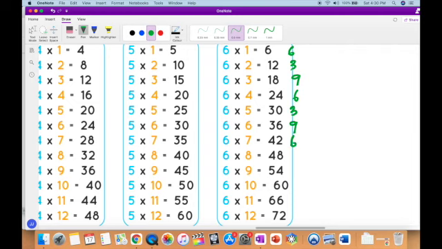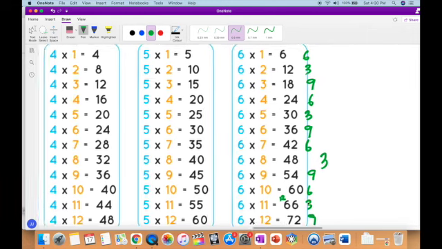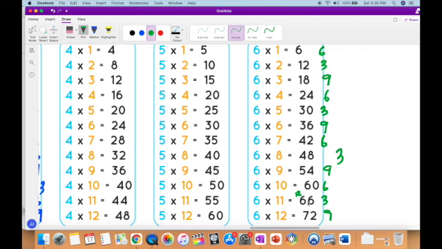4 and 2 is 6. 4, 8, 9, 10, 11, 12. So 4 and 8 is 12, but 2 and 1 is 3. Yeah? So you always keep adding the digits until you reach a single number, right? So 5 and 4 is 9. So this one has a different pattern of 6, 3, 9, 6, 3, 9, 6, 3, 9, 6. 6 and 6 is 12, and 2 and 1 is 3, 7, 8, 9. Yeah? Let me see if it has a pattern in the 5 times table now.